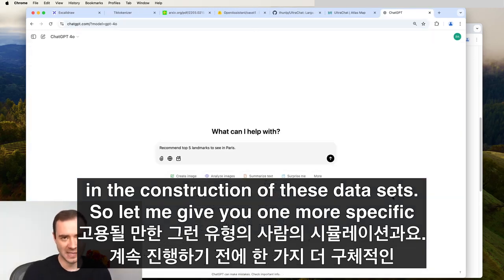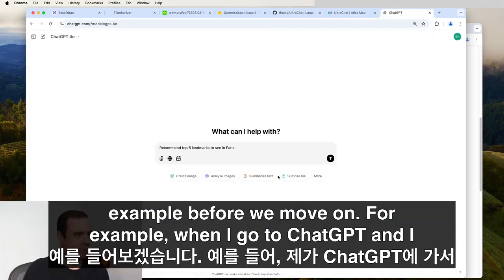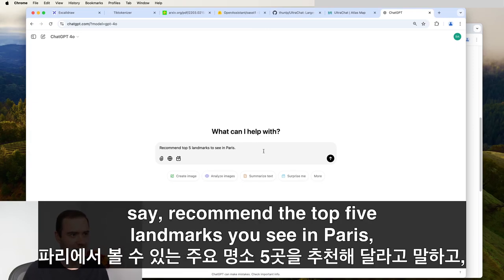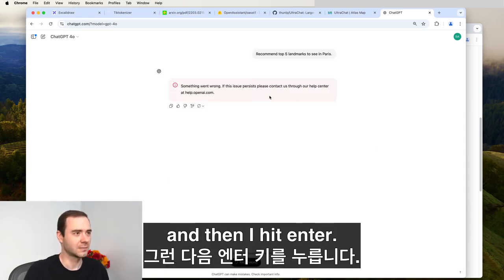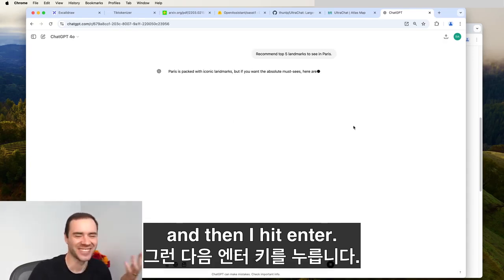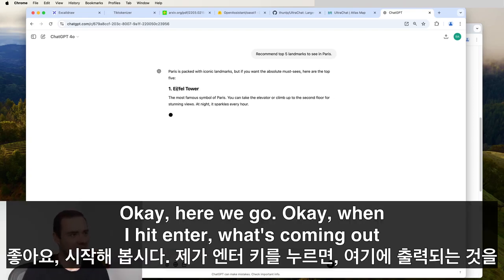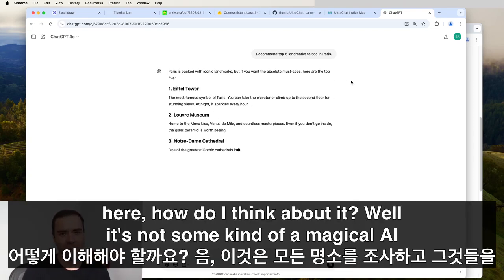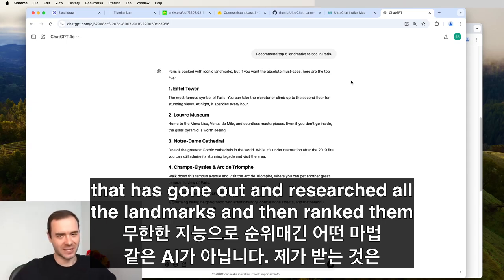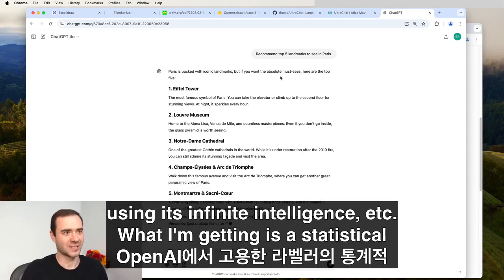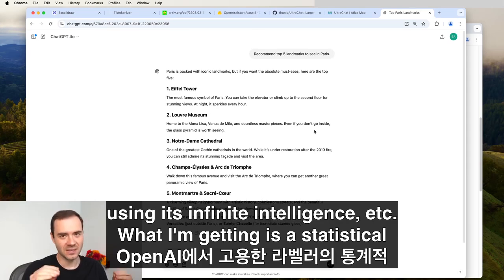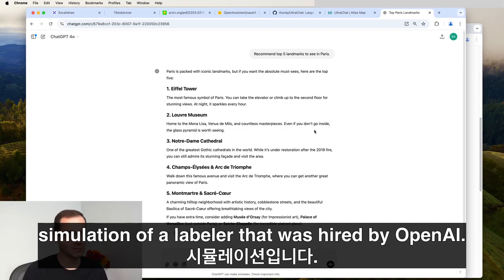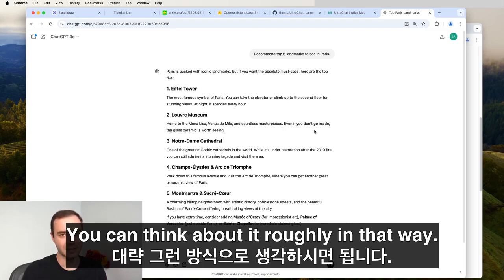So let me give you one more specific example before we move on. For example, when I go to ChatGPT and I say, recommend the top 5 landmarks to see in Paris, and then I hit enter. Okay, when I hit enter, what's coming out here, how do I think about it? Well, it's not some kind of magical AI that has gone out and researched all the landmarks and then ranked them using its infinite intelligence, etc. What I'm getting is a statistical simulation of a labeler that was hired by OpenAI. You can think about it roughly in that way.